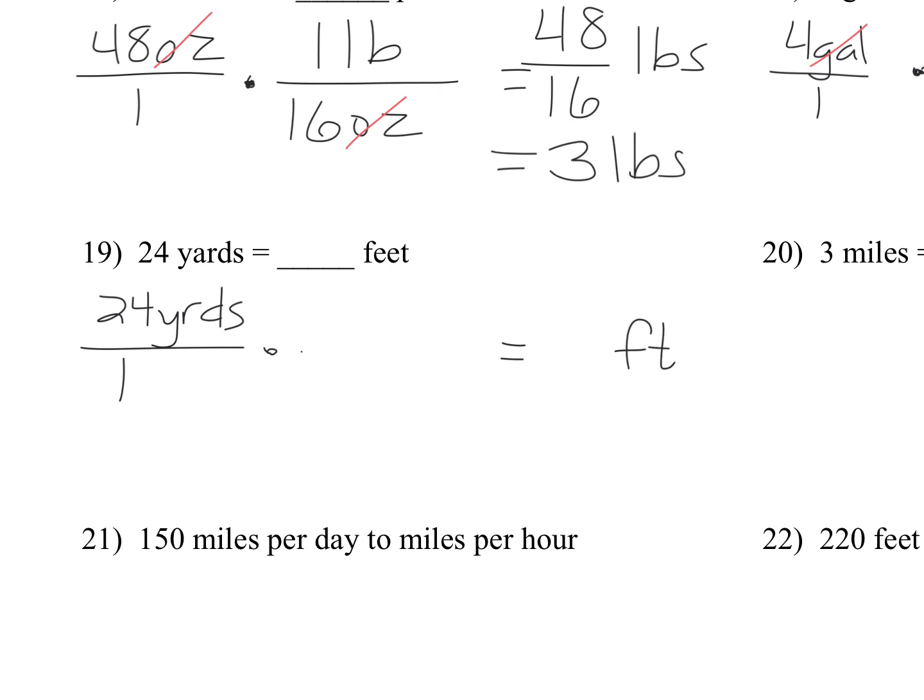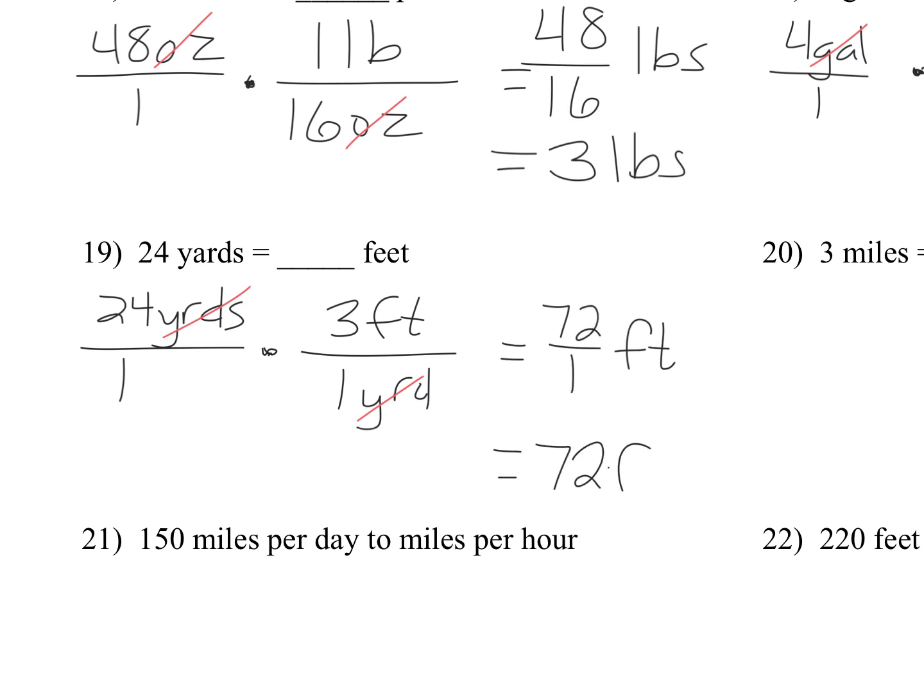See the relationship. What's the relationship between yards and feet? 3 feet in 1 yard. How do we write that? 1 over 3 or 3 over 1? Yep, 3 feet over 1 yard. Why do we write it that way? So the yards cancel and we're left with feet. What's my fourth step? Multiply straight across. 24 times 3? 72 over 1, which is 72 feet.